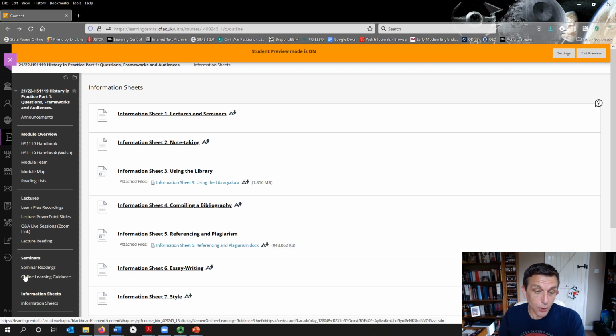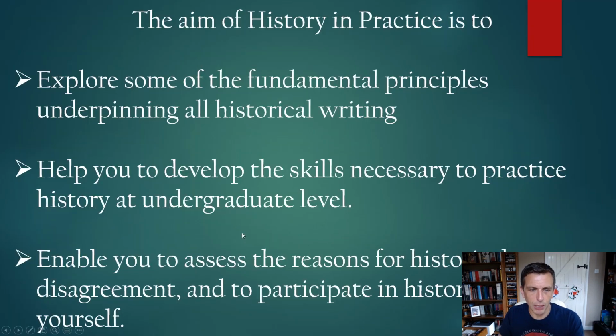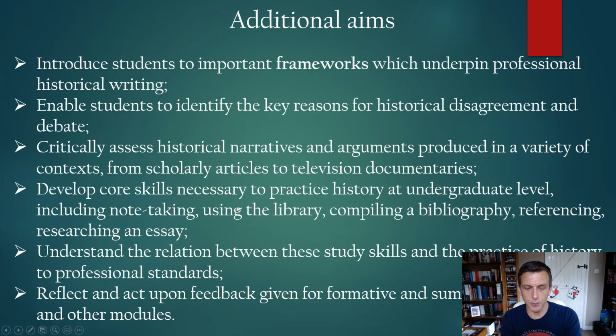So, as it says in the module handbook, you're not going to be able to be successful in your course unless you know your way around A, the handbook, and B, Learning Central. Okay, so I mentioned, coming back to the PowerPoint, that the aims of history and practice are to explore some of the fundamental principles underpinning historical disagreements, and we also want to introduce you to important frameworks which underpin professional historical writing.